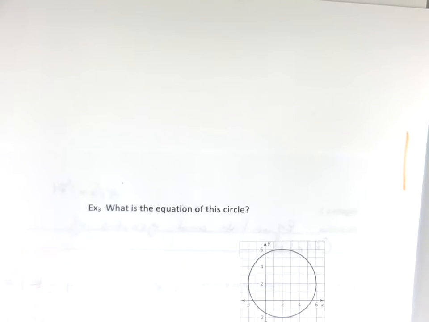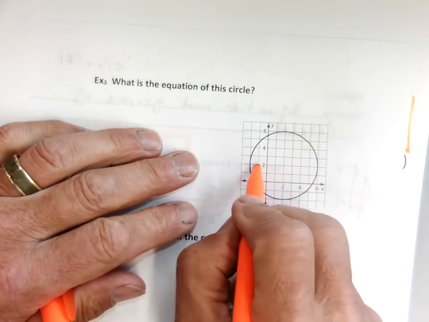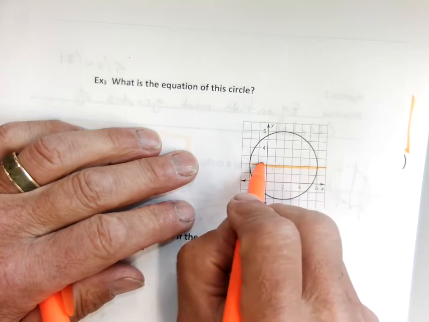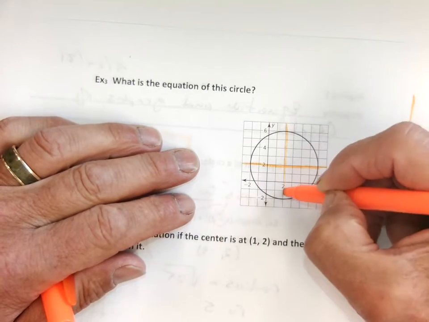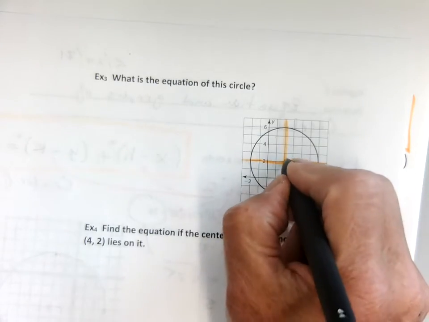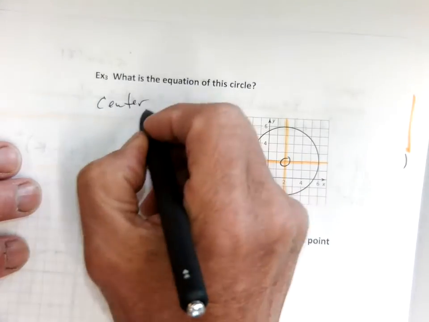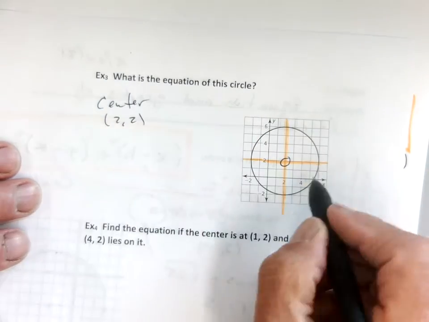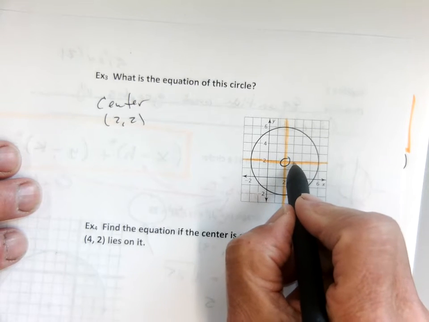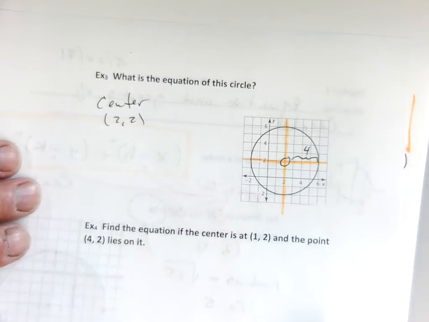So example 3, what is the equation of the circle? What I've got to do is just looking at the graph, let's see if I can find the center of it. Looks like that's a diameter, that's a diameter. So I just kind of tried to find the diameters, and the diameters intersect at this point here, so the center of this looks like it's at 2, 2, doesn't it? And the radius, I can just count the radius. Let's see, from here I count 1, 2, 3, 4. So I know the radius is 4.